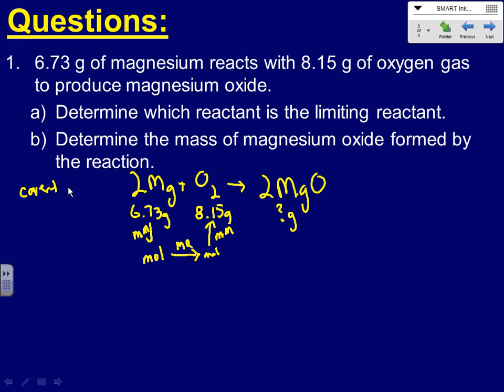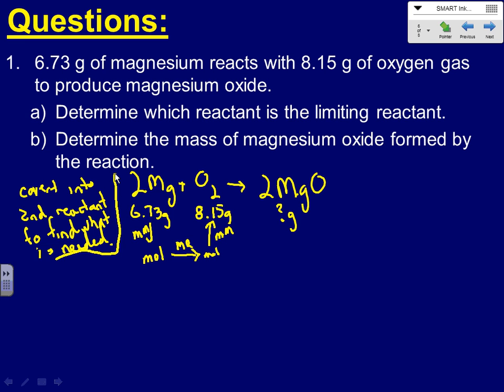Convert into second reactant to find what is needed. So we've got to figure out how much is needed so that I can make a judgment on that. So I'm going to need some molar masses. Mg and O2 aren't too bad. I don't think we need to write them down off to the side.